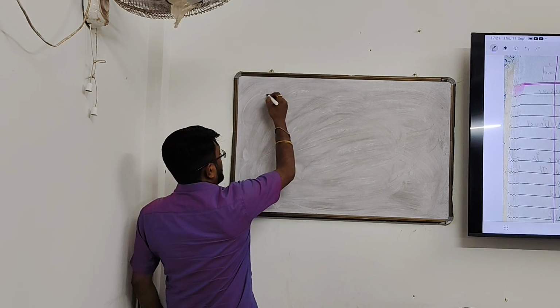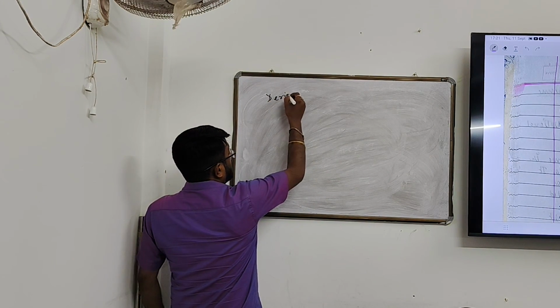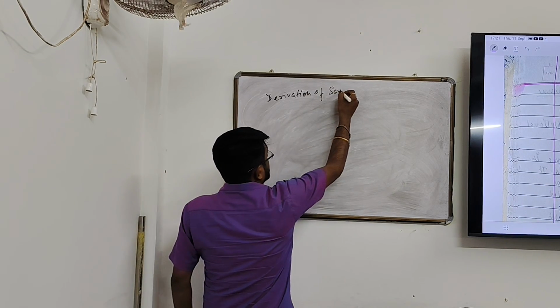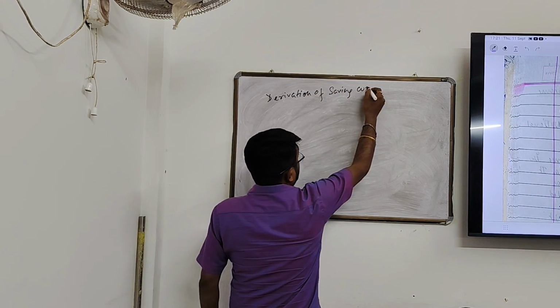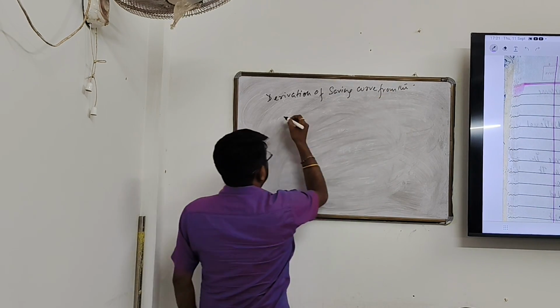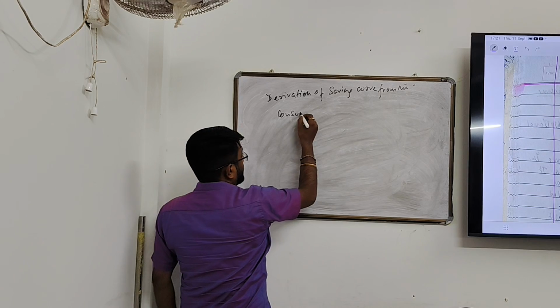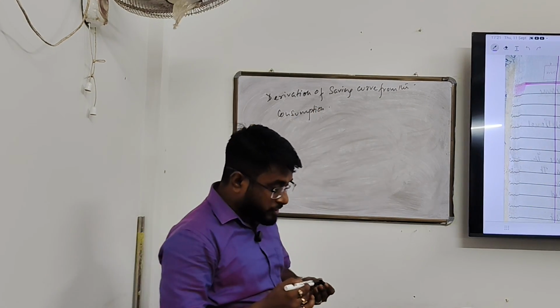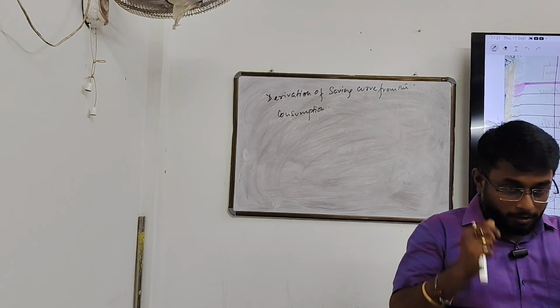Now that we will understand: derivation of the saving curve from the consumption curve. Derivation of the savings curve from the consumption curve.